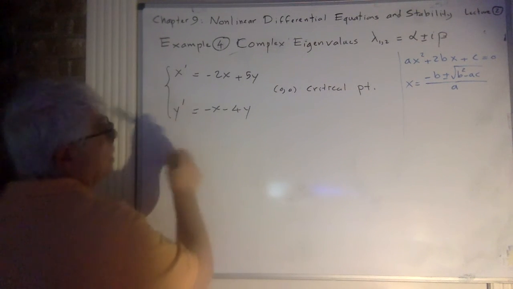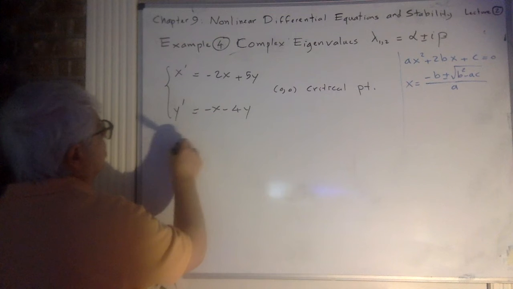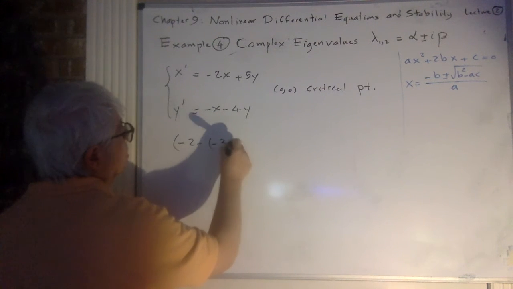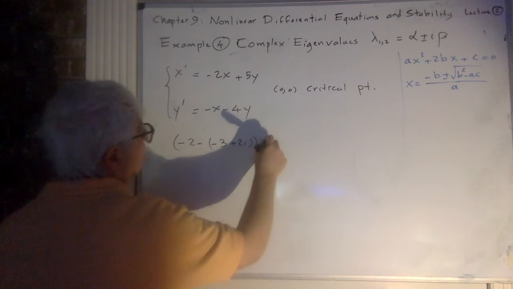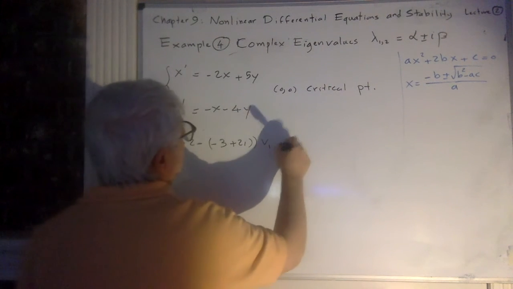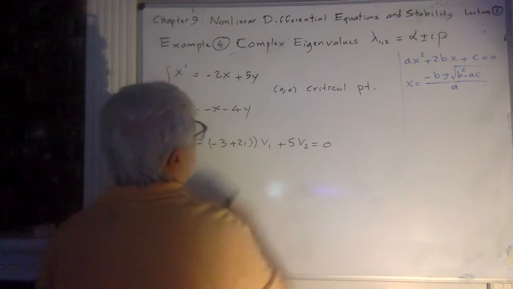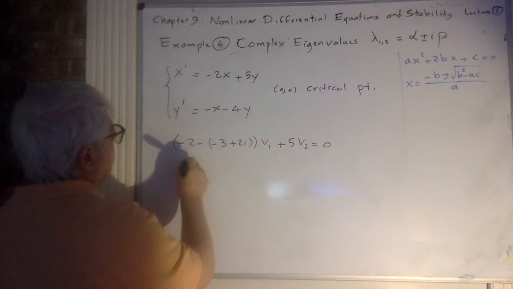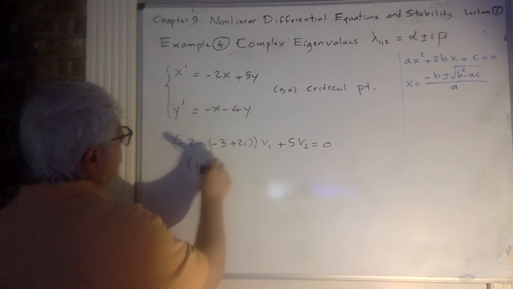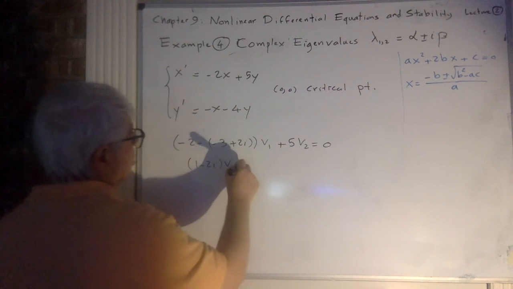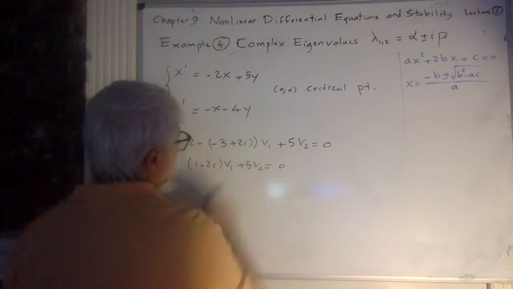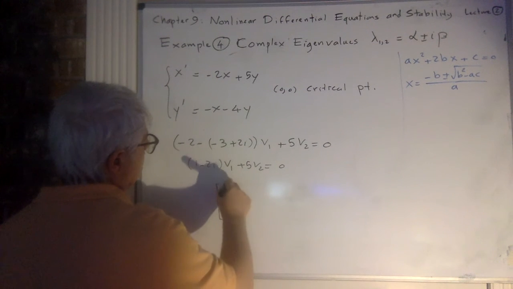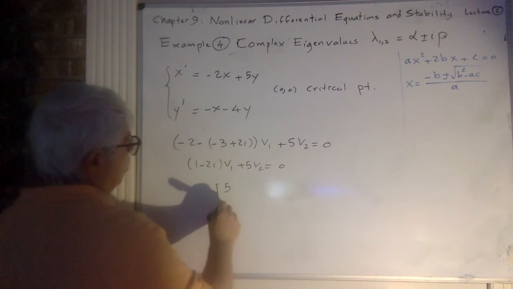Eigenvectors. So I have minus 2, minus the positive one. Remember, I used the positive one, plus 2i, v1, plus 5, v2 is 0. So over here I have minus 2 plus 3, so that is 1 minus 2i, is it? Yeah. v1 plus 5, v2 is 0. If I choose v1 to be 5, say, then v2 will be 1 minus 2i, right?